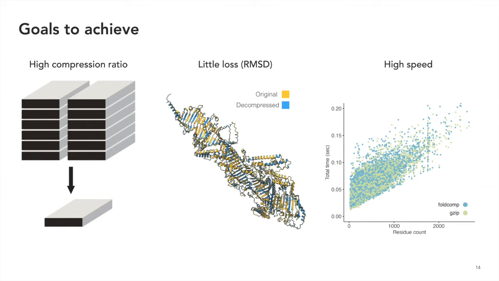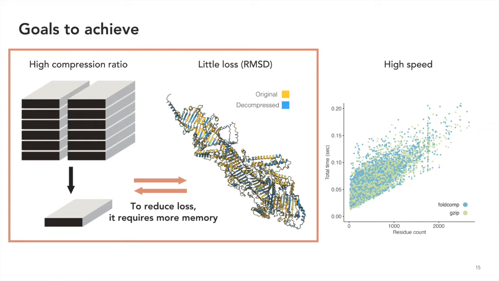During the development of Foldcomp, we set 3 goals to achieve. First, the compression ratio should be high enough. Second, the loss should be small enough compared to the experimental error. Loss was measured as RMSD between the original and the decompressed structures. And lastly, Foldcomp should be as fast as possible. And here comes a problem with these goals, because it requires more memory to reduce the loss.